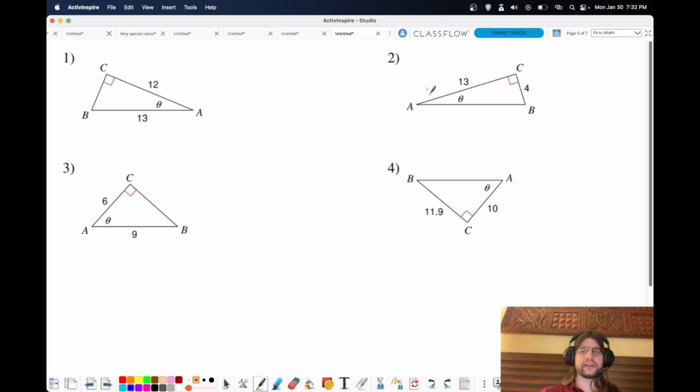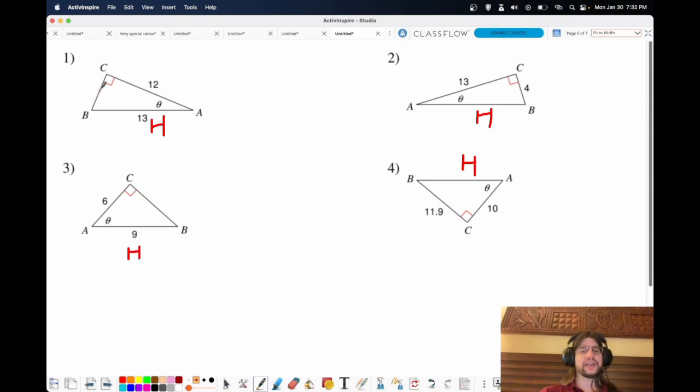Before I actually solve any of these, I'm just going to label my triangles. First thing I'm going to do, I'm going to label all my hypotenuses. So there's my right angle, there's my hypotenuse. Right angle, hypotenuse.